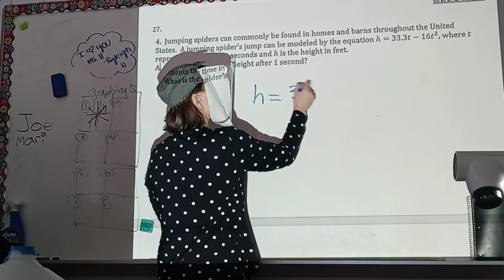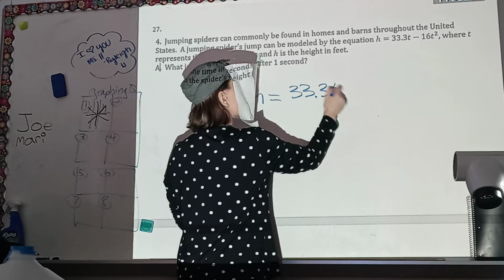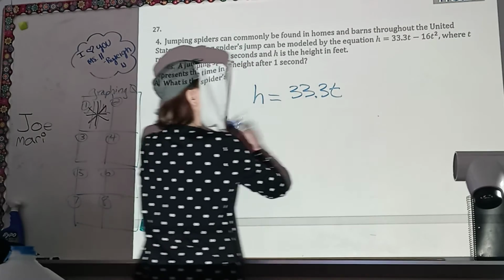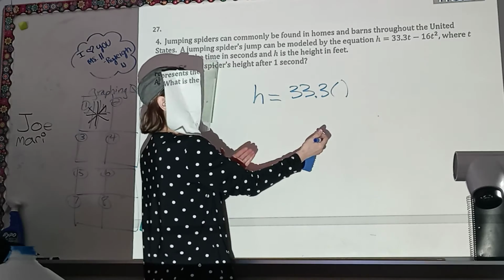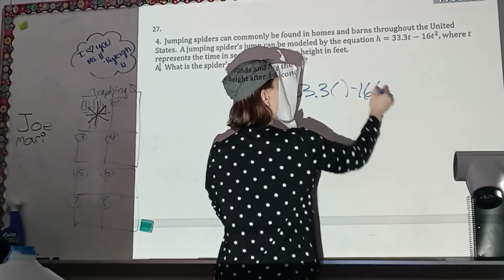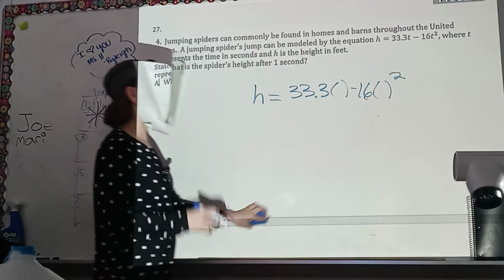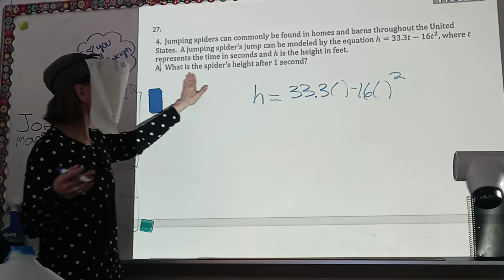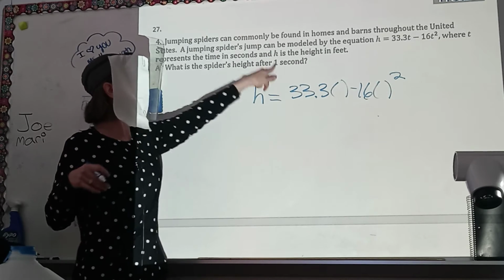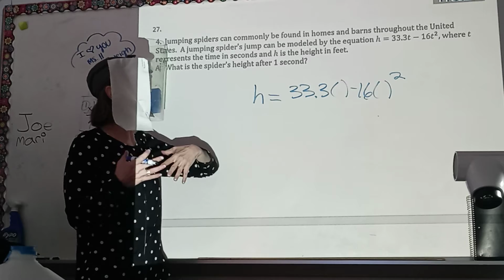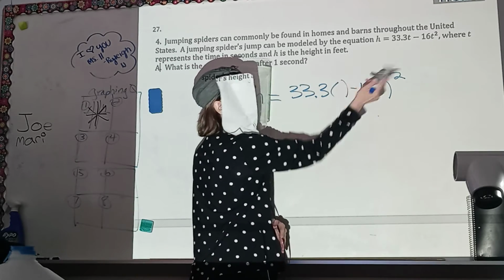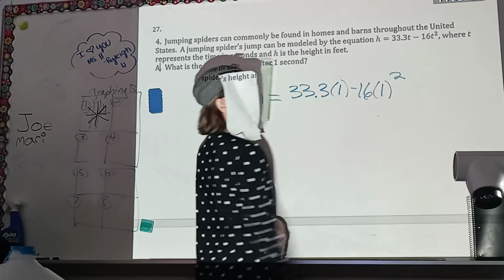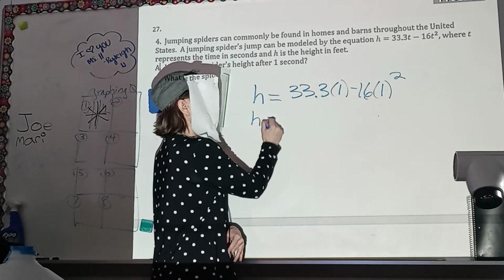So here we go. 33.3t, create an empty space because that's where we're going to substitute the time, minus 16 empty squared. So there's our equation, and it said, what is the spider's height after 1 second? Well, t represents time, so we're going to put 1 in wherever that t was, substitution. And then we just do the math.